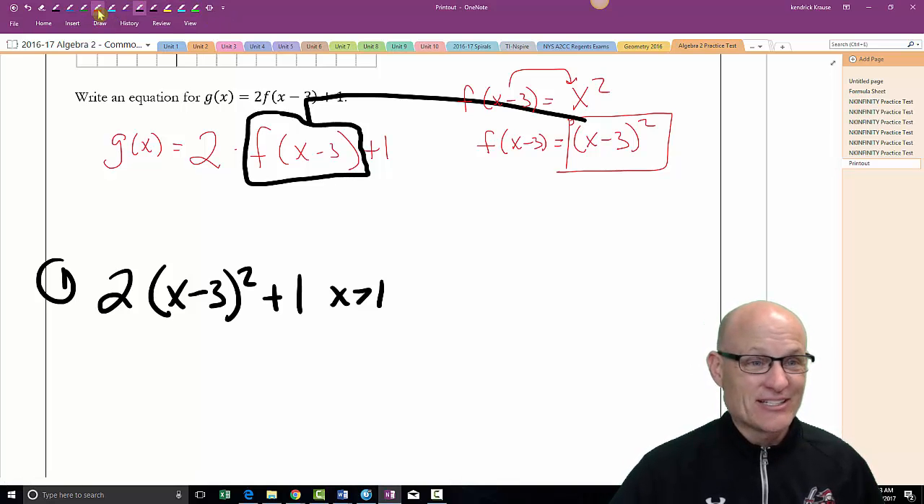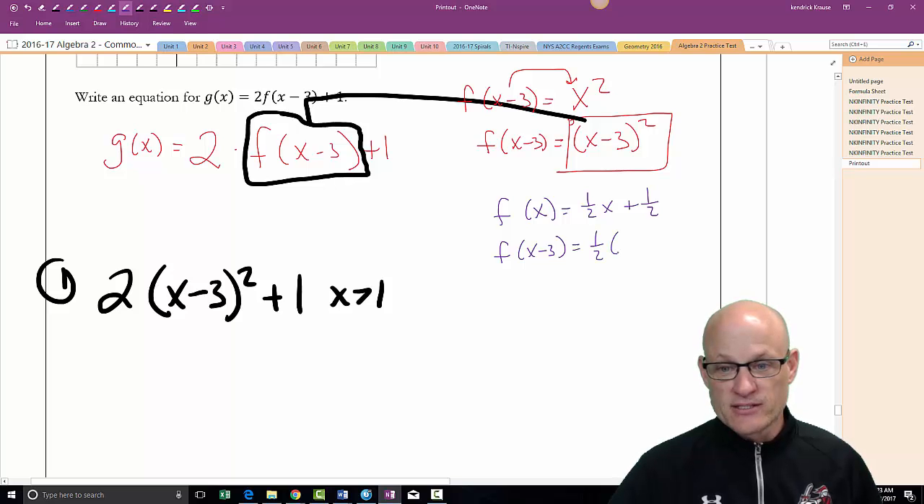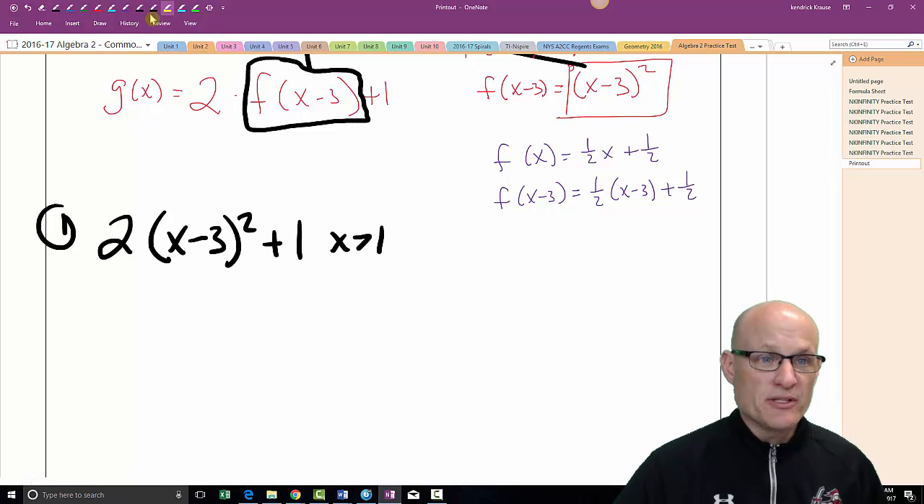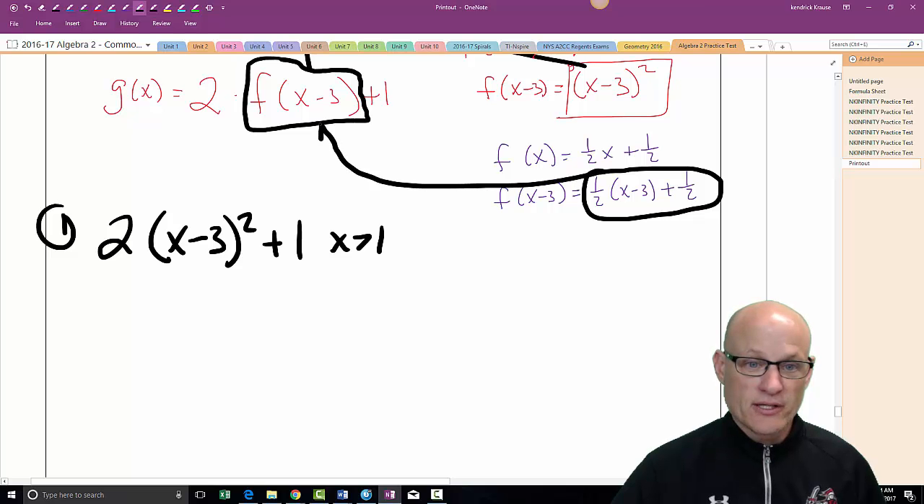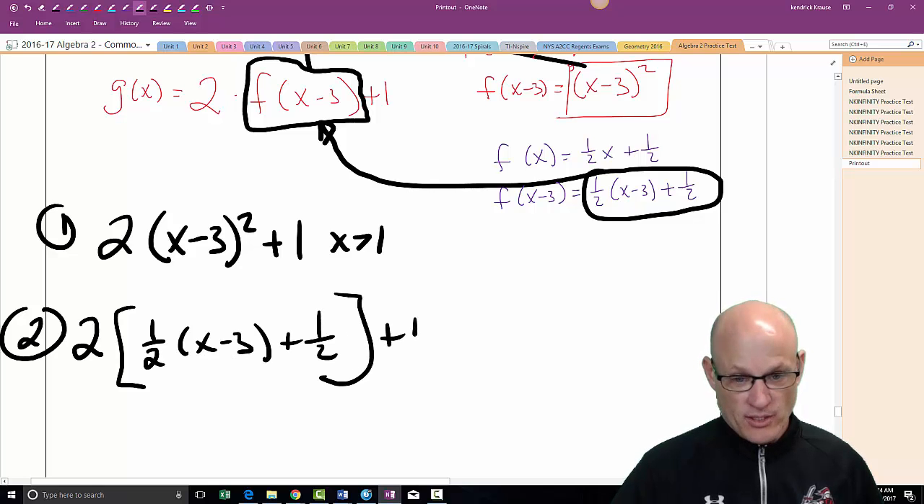Next part's actually a ton nastier. The other part of the equation was f of x is equal to 1/2 x plus 1/2. I'm going to do f of x minus 3, so this is equal to 1/2 times x minus 3 plus 1/2. Now this piece is going to go in for this. So part 2 is going to be 2 times 1/2 x minus 3 plus 1/2 plus 1.